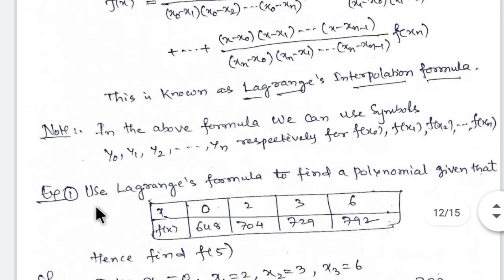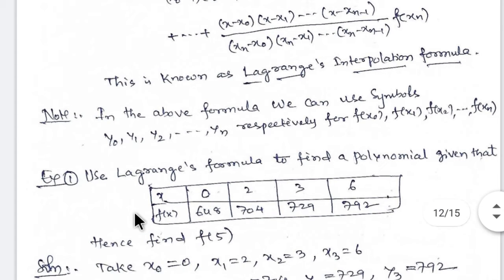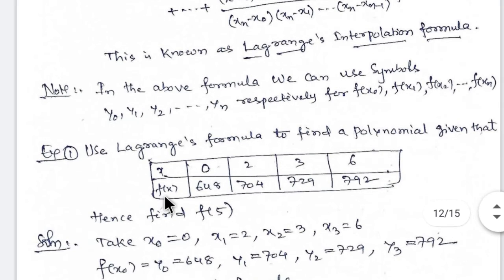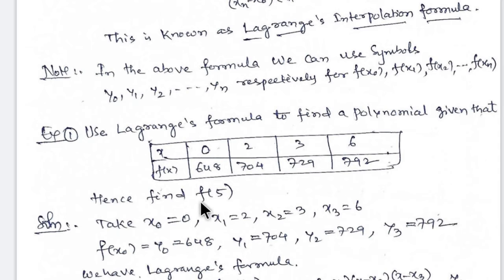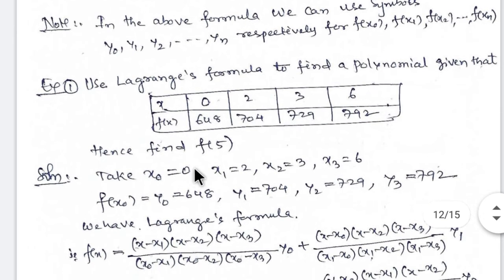Example 1, relating to Lagrange's interpolation formula for unequal intervals. Use Lagrange's formula to find a polynomial, given that the x values are 0, 2, 3, 6 and the y values are 648, 704, 729, 792. For x equal to 6, f of x equals 792. Hence find f of 5.